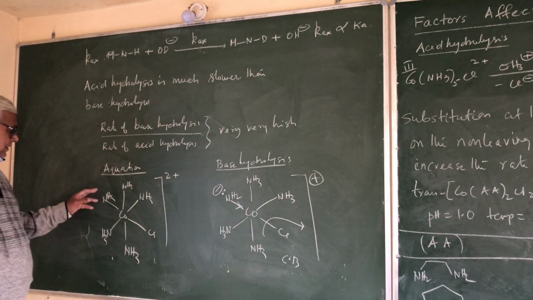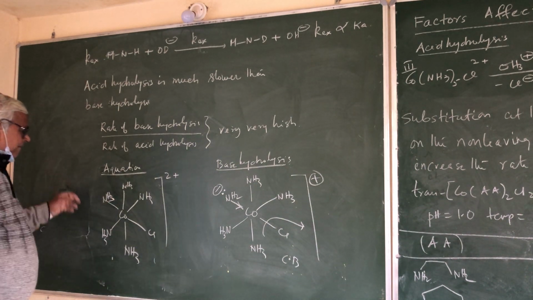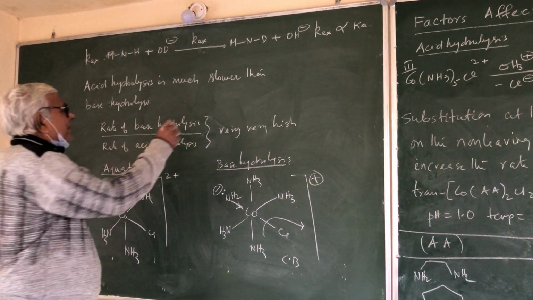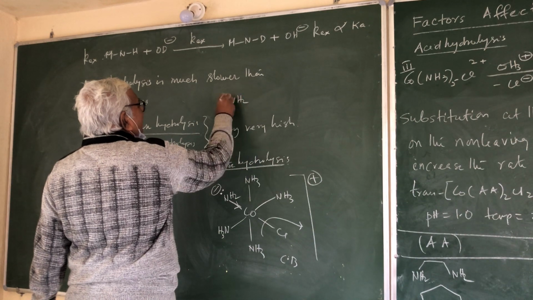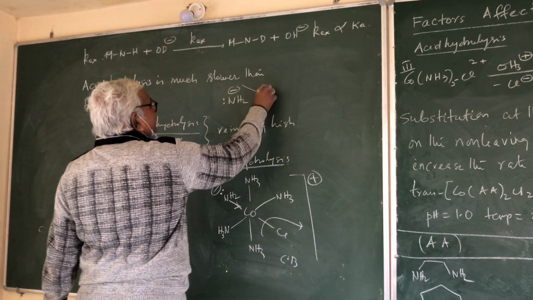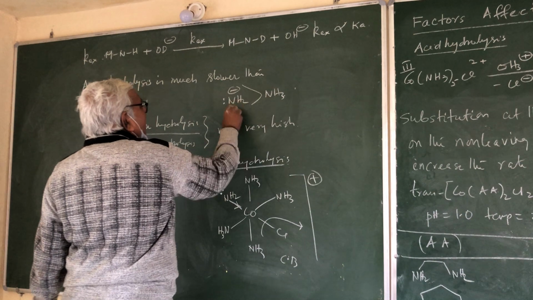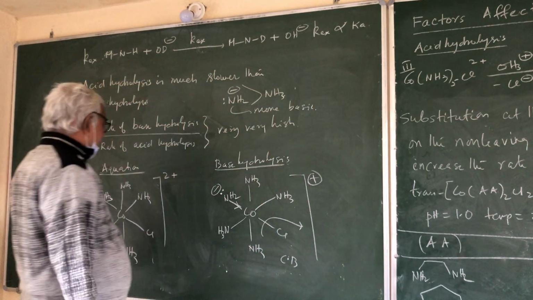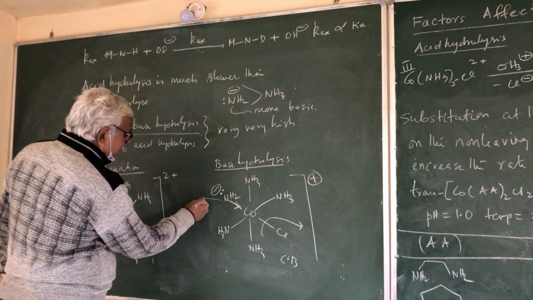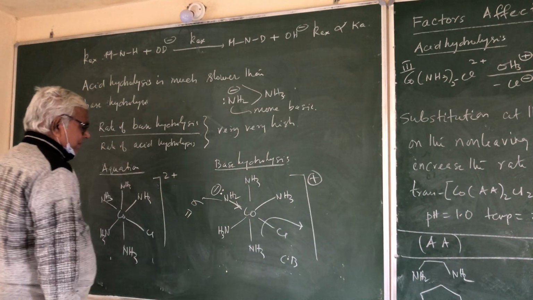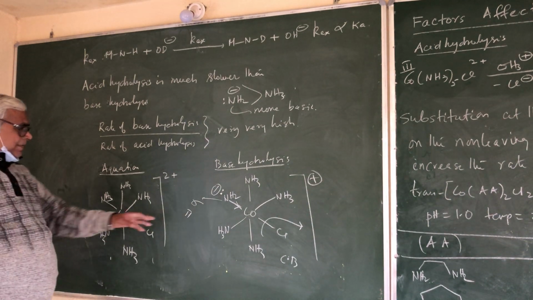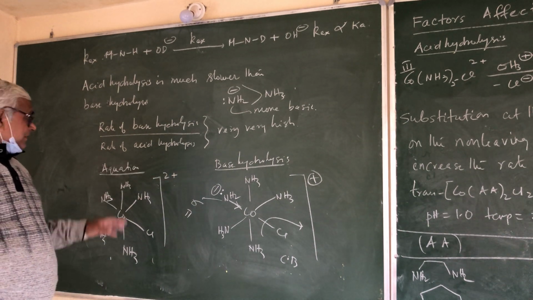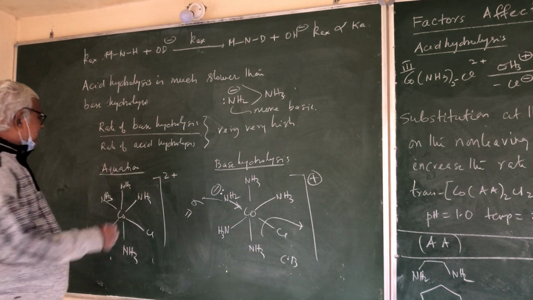In acid hydrolysis, if you compare ammonia and amide, NH2 minus amide is more basic than ammonia. More basic, so therefore it has sigma donating ability and pi donating ability, both. This type of acceleration is not possible with ammonia. Therefore, base hydrolysis is found to be much greater than aqueous or acid hydrolysis.